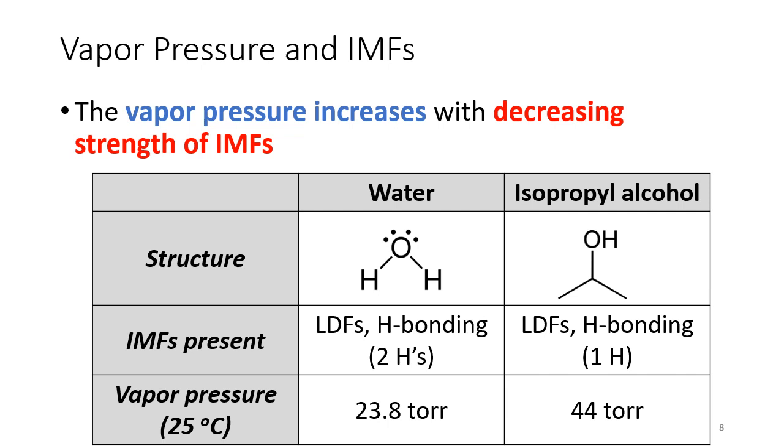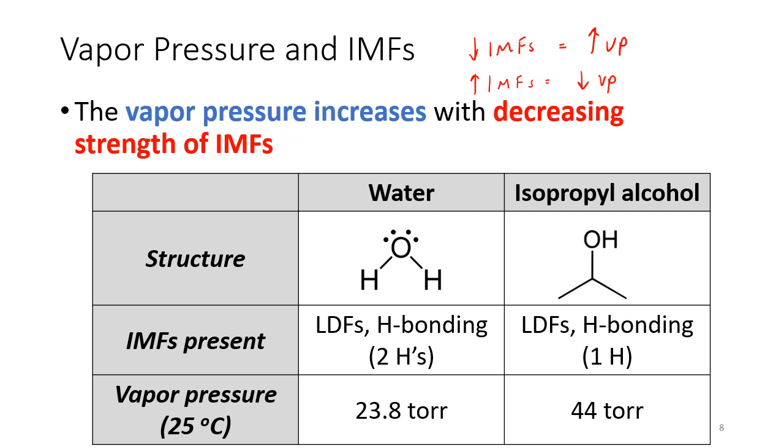It's much easier for molecules within a liquid to break away and escape their liquid state to the gaseous state if the intermolecular forces between those molecules are weak. Therefore, the vapor pressure will increase with decreasing strength of intermolecular forces. So as intermolecular forces become weaker, vapor pressure of a liquid will increase. And vice versa. With stronger intermolecular forces present, the vapor pressure of that liquid will go down because the molecules will be held tightly together and it will be harder for them to break away to their gaseous state.